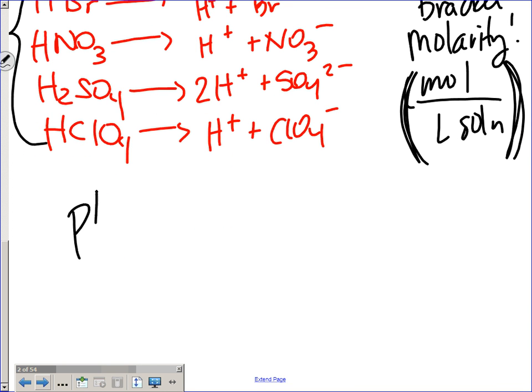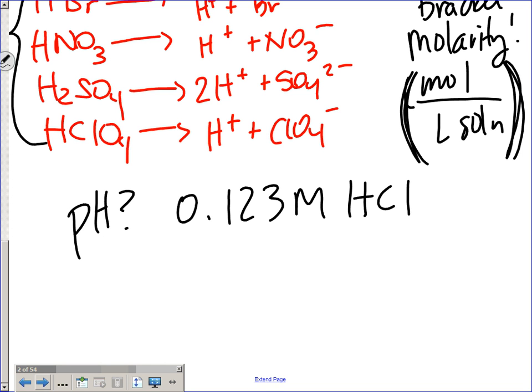If I say, what's the pH of 0.123 molar HCl, this is your example. So this you might want to write on a separate sheet of paper, unless you left enough space for your pH calculation examples within your booklet. We're gonna jump around and do a couple of pieces that make sense together, and then we'll pause and practice.